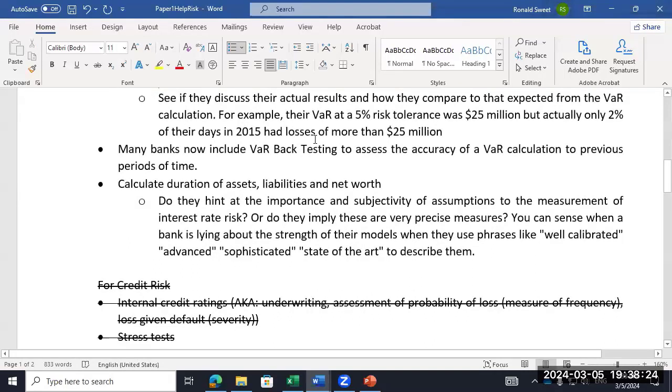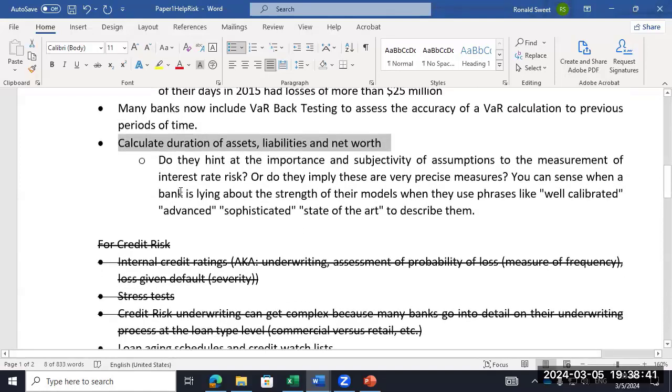So we say, okay, we have this VAR, but how good of a job did it do historically of identifying our risk? If it said 5% of the time this is going to happen, did it happen 7% of the time, or 3% of the time? So back testing is important. You're probably not going to find the duration of assets, liabilities, and net worth. I've never seen a bank show that. They do it internally, just like you did on exam 1, but almost all of them will not report that in any way.